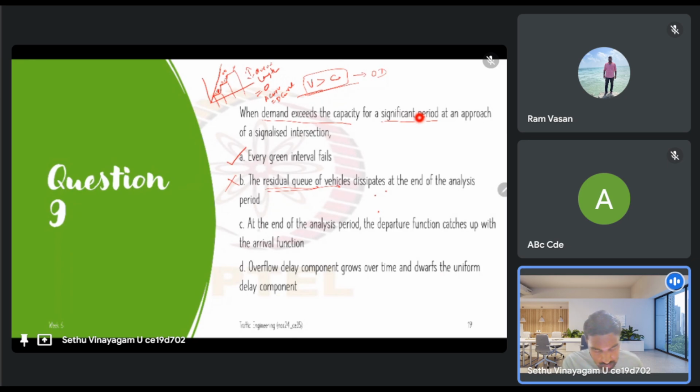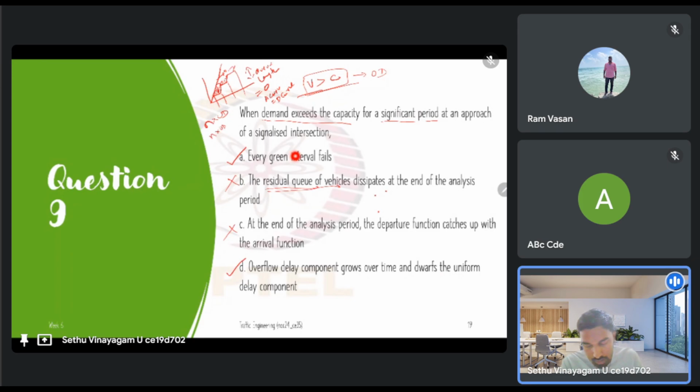So C is, at the end of the analysis period, the departure function catches up. Again, as we saw, this doesn't happen. And D, the overflow component grows over time and dwarfs the uniform delay component. True, because the uniform delay part is constant. If there are n cycles where this is happening, this is n into uniform delay. But the overflow delay for the first cycle is some small value, the second cycle it is a larger value, and the third cycle is an even larger value and keeps on growing, right? So it is not n into OD.